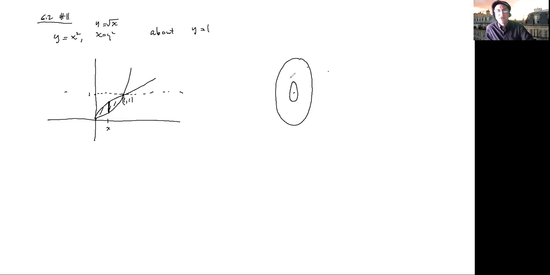Okay, and we have to figure out, what is the area of an annulus? Well, if the annulus has a little radius r and a big radius, capital R, the area of the annulus is pi times big R squared minus pi times little r squared. So we have to figure out what big R and little r are. So now we're at the point x. So A of x.